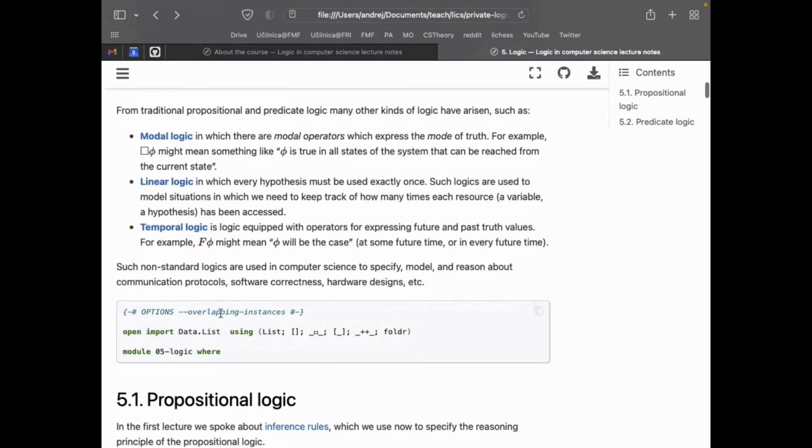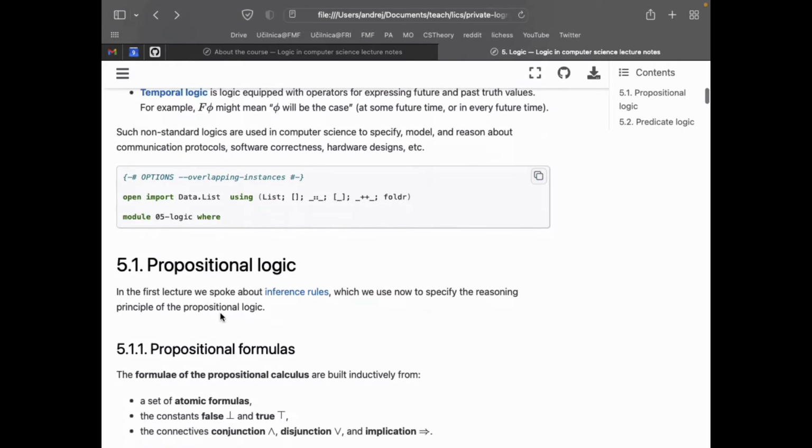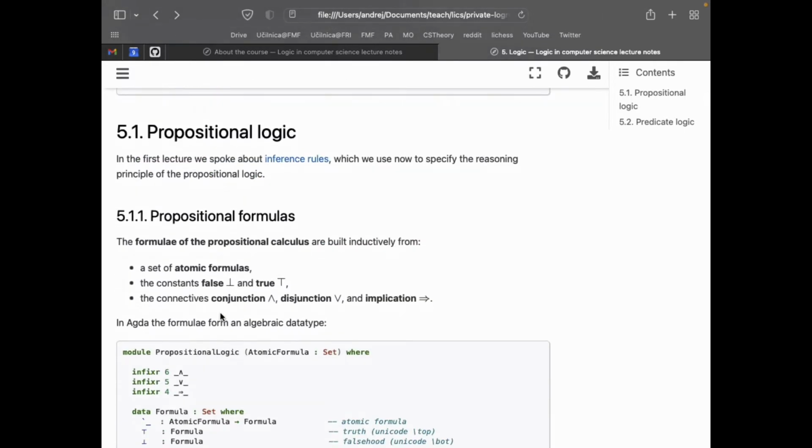Okay, so let's have a look at propositional logic. You will recall that we already. I wonder if this works. Yeah, it seems to work. We already spoke about. No, it doesn't. This is my Jupyter linking.